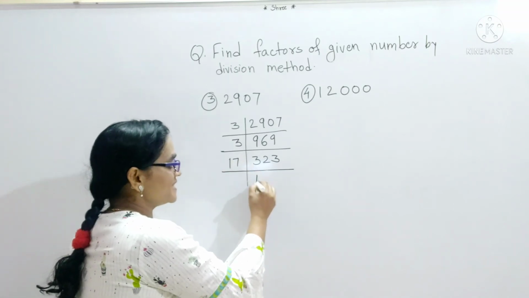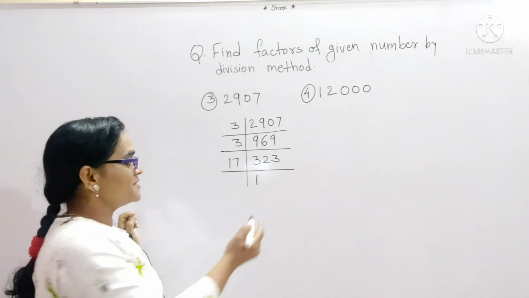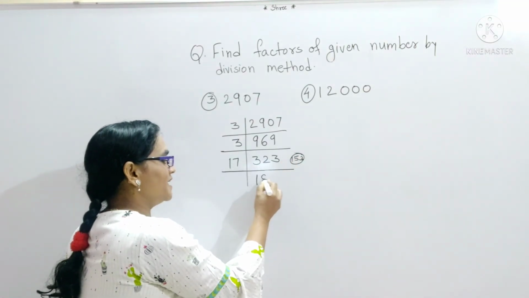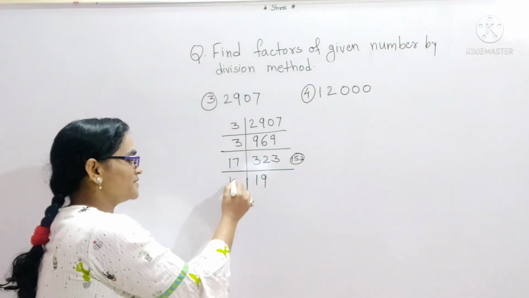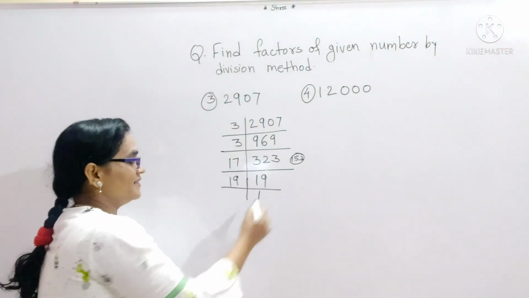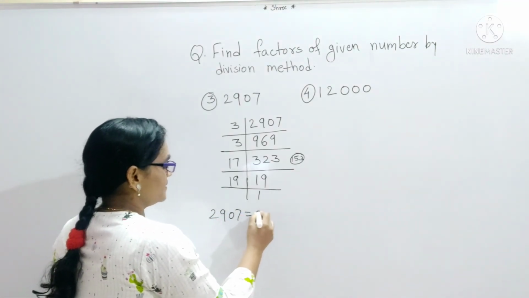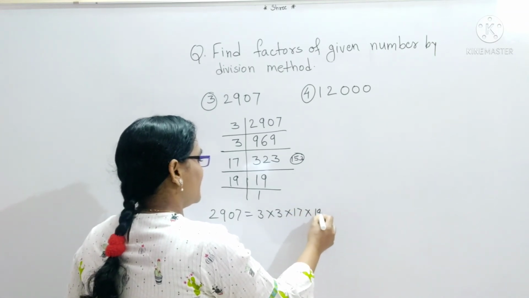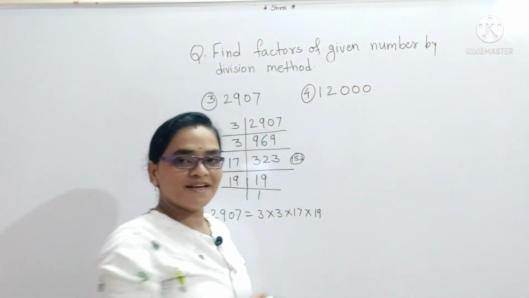See, 17 1s are 17, 32 minus 17, remain 15, means 153, and 17 9s are 153, so 19, and 19 is a prime number, so 19 ones are 19. Means which factors did we get for 2907? 3 into 3 into 17 into 19. Okay. Now next, fourth example is 12,000.